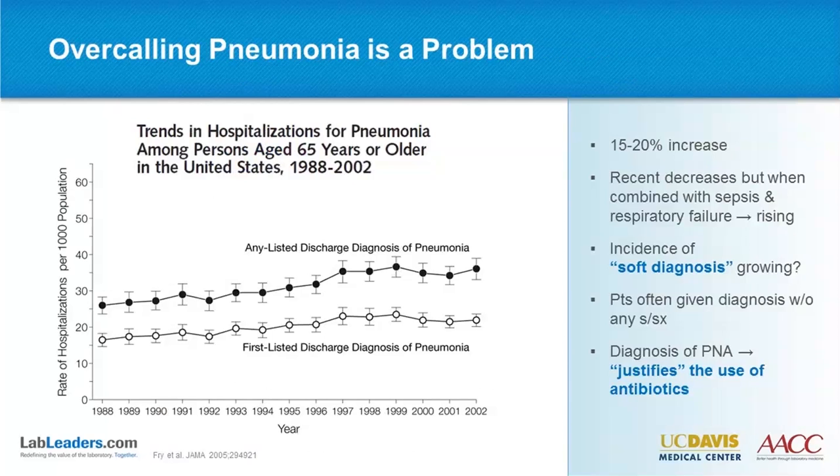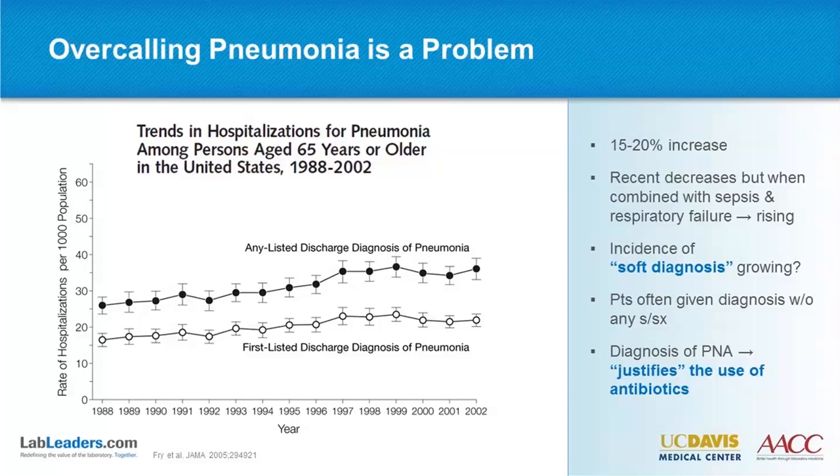So trends in hospitalization for pneumonia amongst persons 65 years or older in the United States, this is over 1988 to 2002. And so we see actually a 15 to 20% increase in these calls. Recent decreases, great, but when combined with sepsis and respiratory failure for these diagnoses, it's starting to rise.